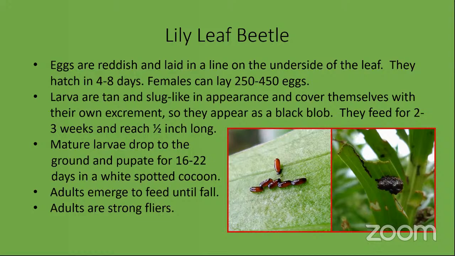Then they drop off into the ground, pupate for 16 to 22 days, and then they emerge again to feed as adults until fall. The adults are strong flyers. They can go quite a distance. The grub itself, if you look underneath all that black stuff, is kind of a tan, and it looks kind of like a little slug or a little snail in appearance.